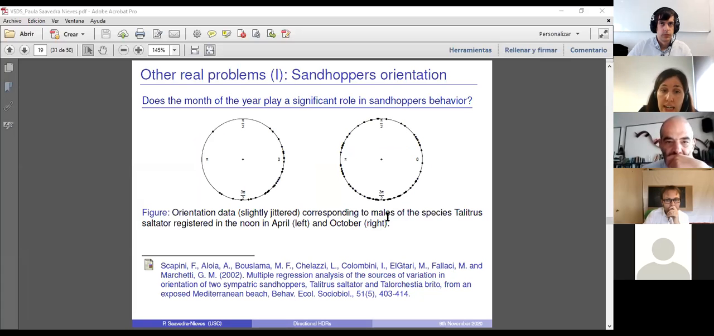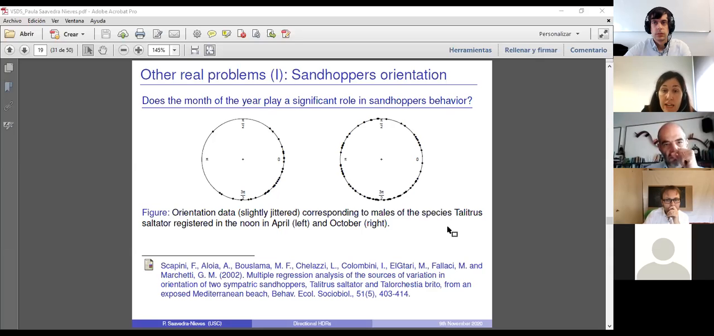So the question here is to know if, for instance, the month of the year plays a significant role in sandhoppers' behavior. So in this figure, I show you the angles for the species Saltator when these angles were measured at noon, but in April and October, respectively. As you can see here, we have two clusters in the right picture around angle P, but this does not happen in the first figure.